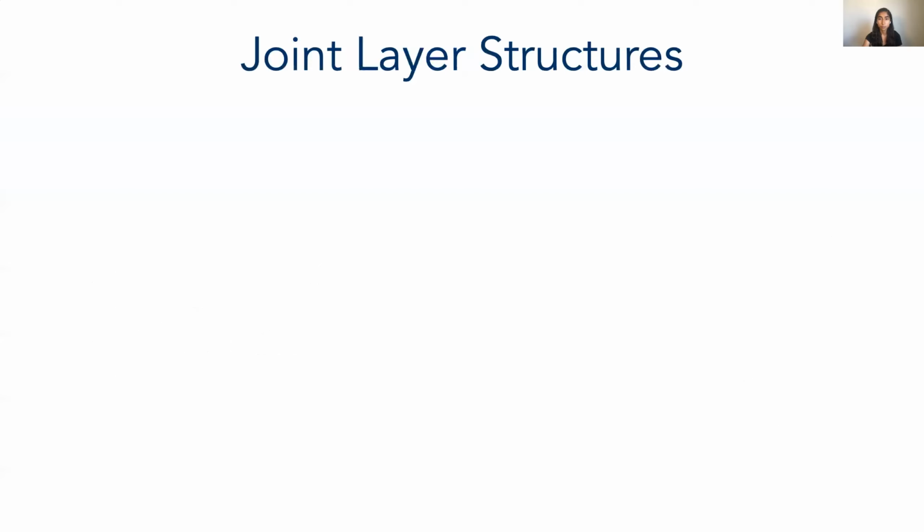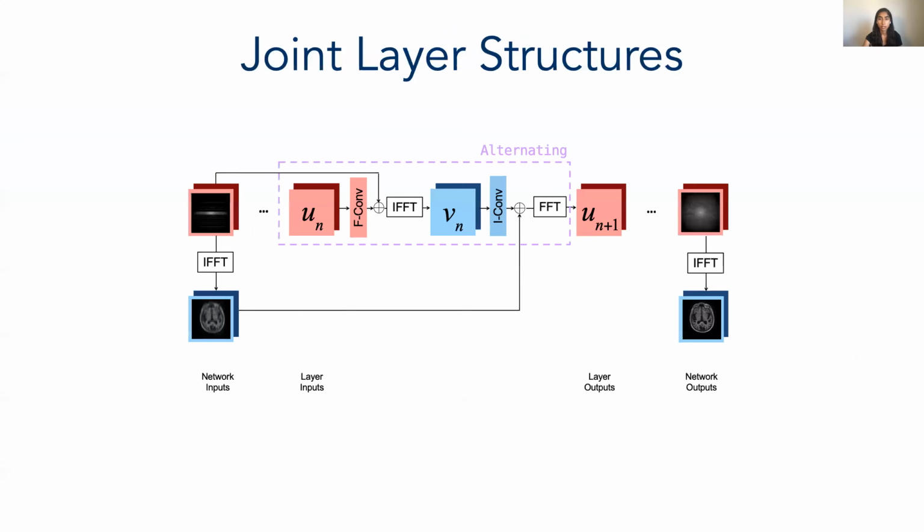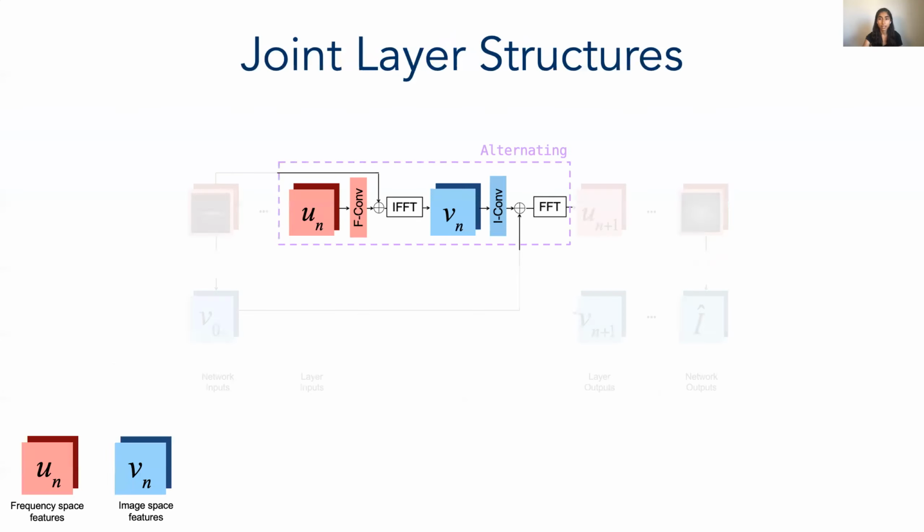The primary difference between our two types of joint layers is the way that the frequency and image space convolutions are composed. Here's a diagram of our first proposed layer structure, which I'll refer to as the alternating layer. The layer of interest is highlighted by the light purple dotted line. Within this layer, the convolutions are applied in series, with the network alternating between frequency space convolutions shown in red and image space convolutions shown in blue. All of the intermediate features in these layers are complex valued, with separate channels representing both real and imaginary components.